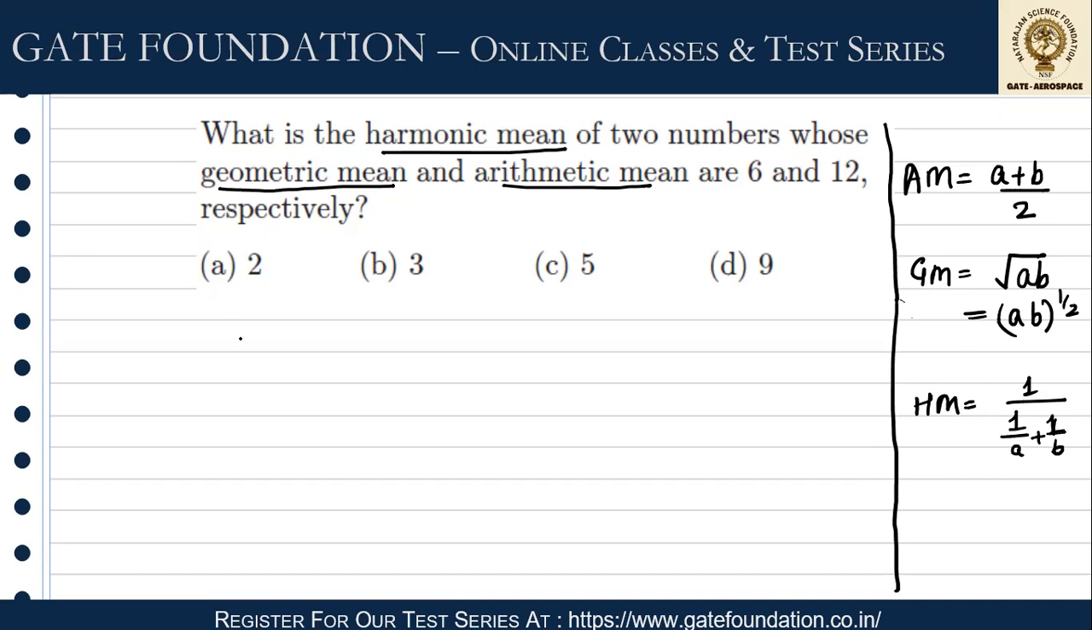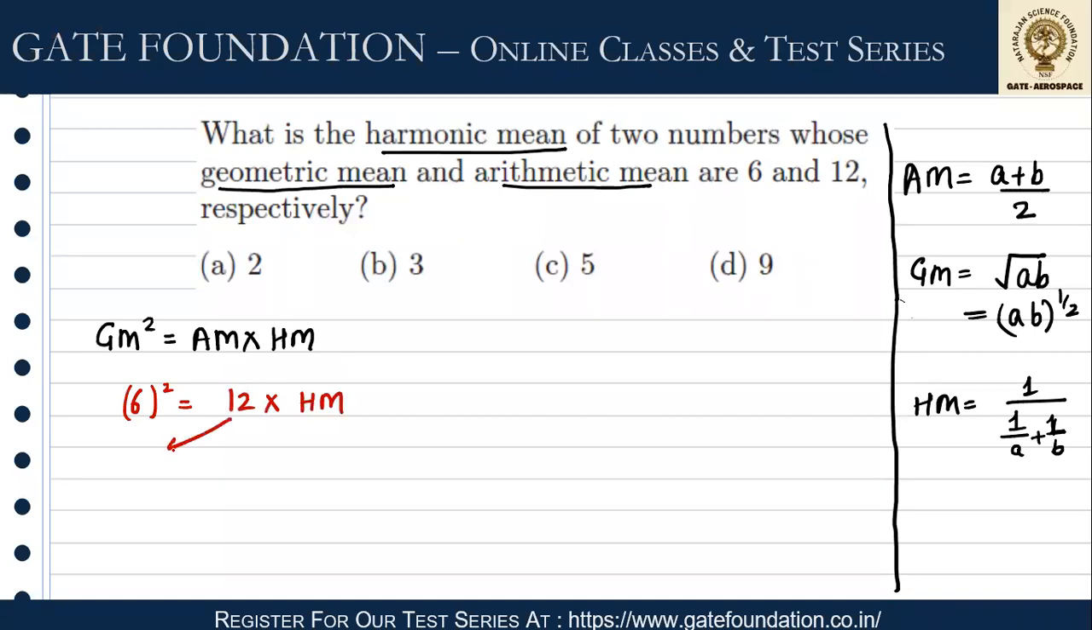The most important thing that we have discussed in the last class is the relationship between geometric mean, arithmetic mean, and harmonic mean. We have seen that geometric mean squared is equal to arithmetic mean multiplied by harmonic mean. With this formula, let's talk about how we can solve this. Geometric mean is given to you, which is 6 square, arithmetic mean is given to you, which is 12, and you're supposed to find out harmonic mean.